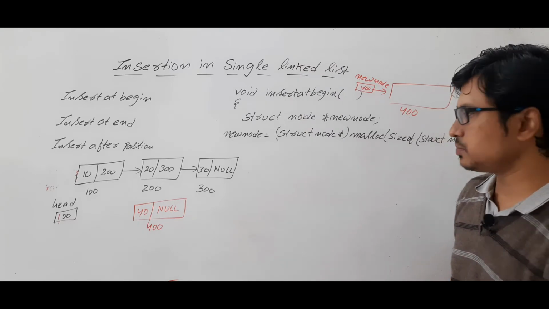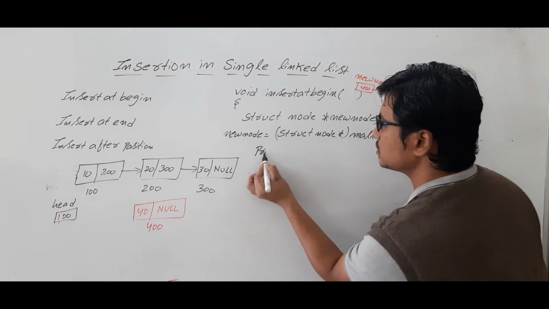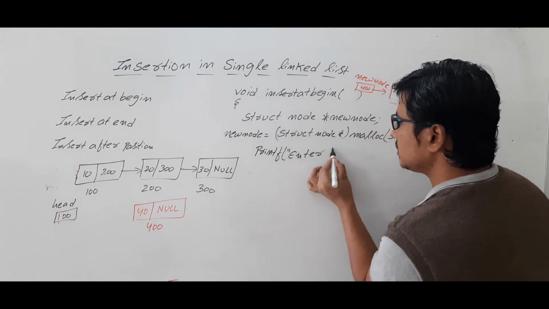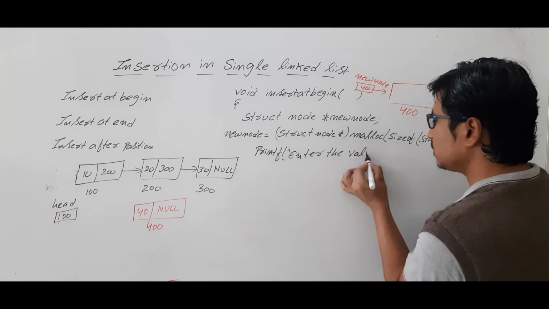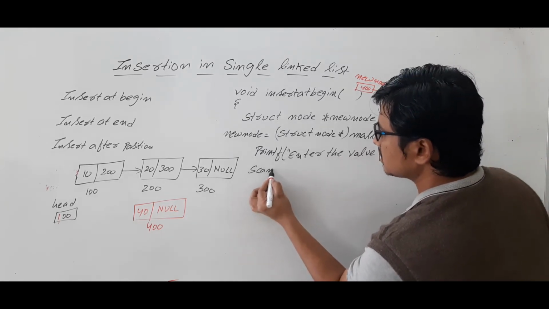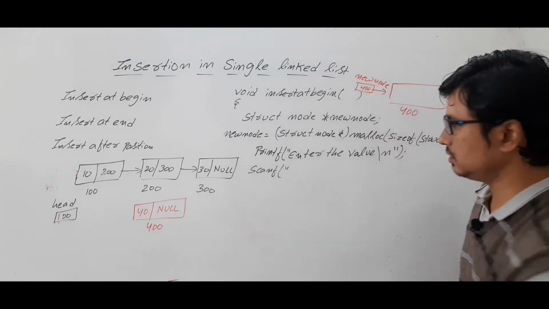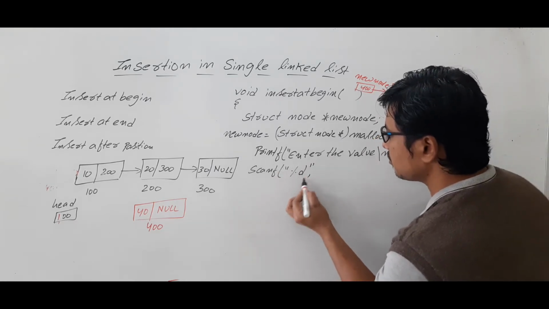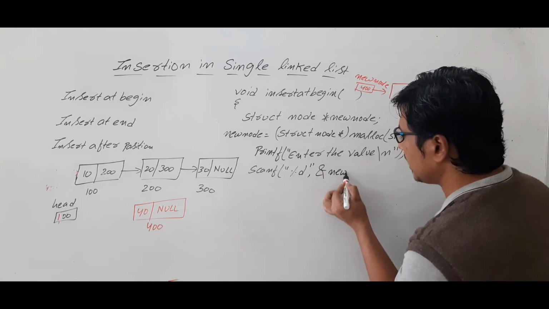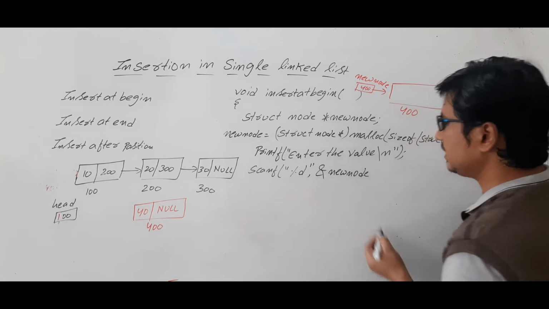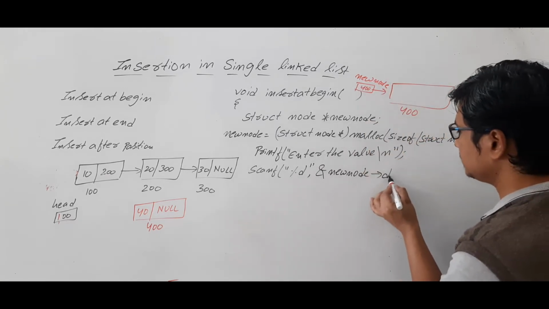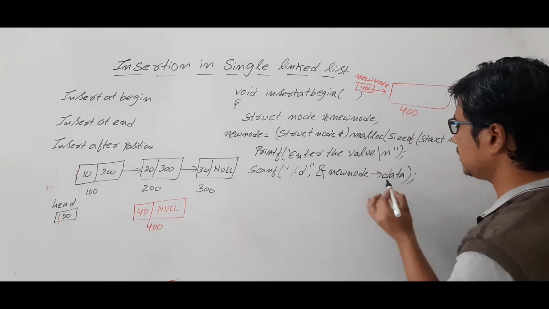Once the memory has been allocated, you have to ask the user to enter the data. Enter the value or data, whatever you want to write, you can write \n. Once the value has been written, you have to read it. As it is an integer, I am using the format specifier %d and I want to store it in the data. So I need to write ampersand new node of data. Is it clear? Are you able to understand it or not?